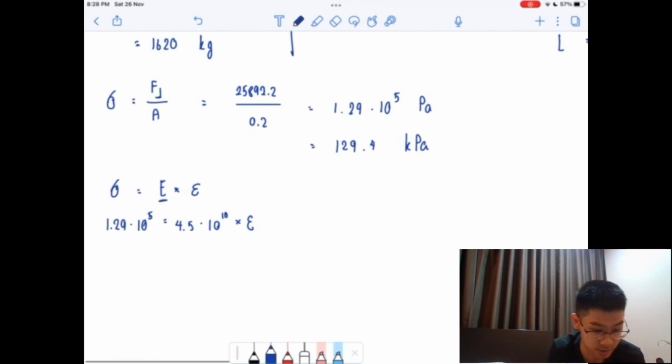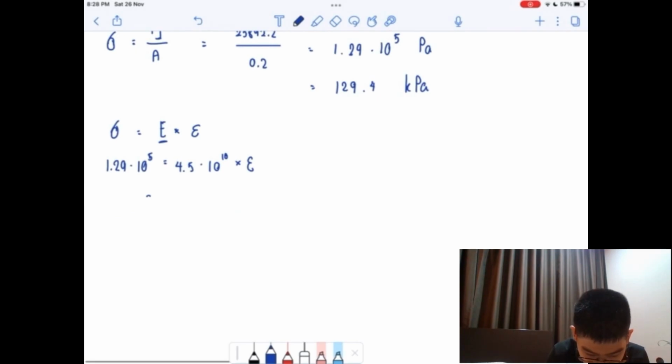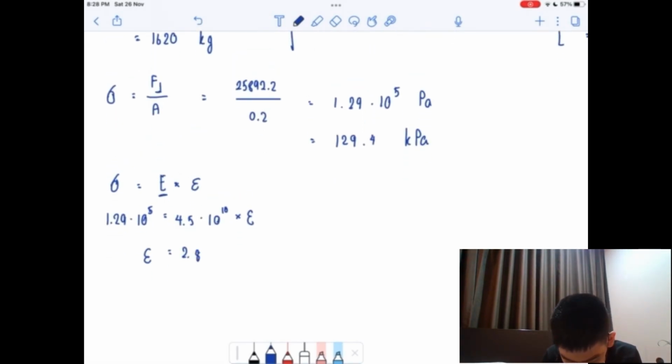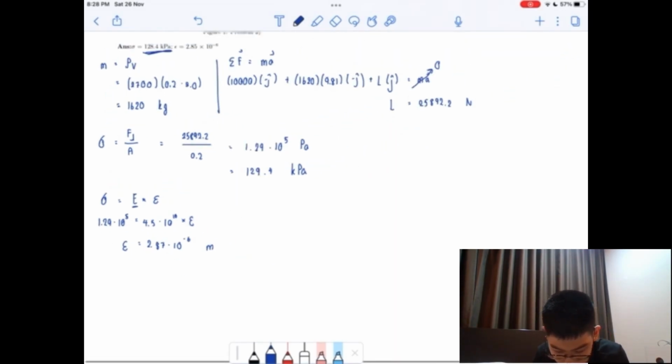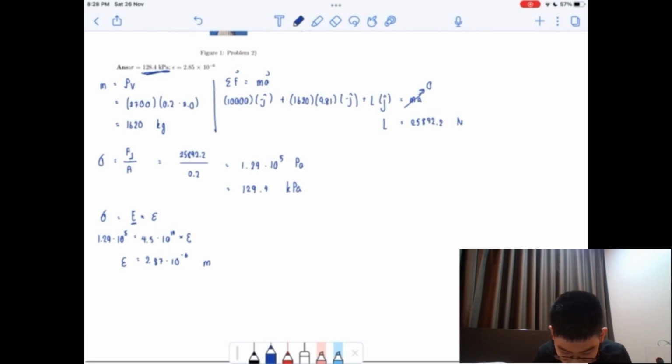Yeah, and we are going to get strain equals 2.87 times 10 to the power minus 6 meters.